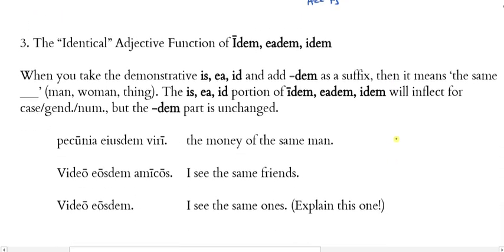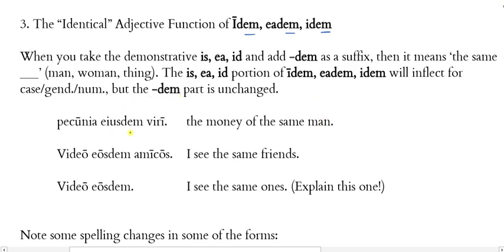Last, the identical adjective function of idem, eadem, and idem. When you take the demonstrative is, id, and add dem as a suffix, then it means the same blank, whatever the noun is that it's modifying. So the same man, the same woman, the same thing. You can see that this is a compound. Is, id is the front part, dem is the last part, right? So the is, id portion of idem, eadem, and idem will inflect for case, gender, number. The dem part is unchangeable. So let's take a look here at our examples.